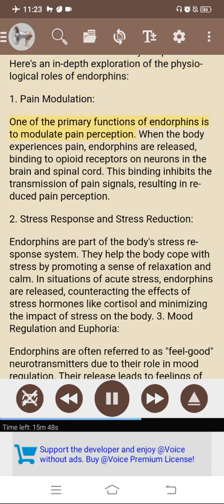1. Pain modulation. One of the primary functions of endorphins is to modulate pain perception. When the body experiences pain, endorphins are released, binding to opioid receptors on neurons in the brain and spinal cord. This binding inhibits the transmission of pain signals, resulting in reduced pain perception.